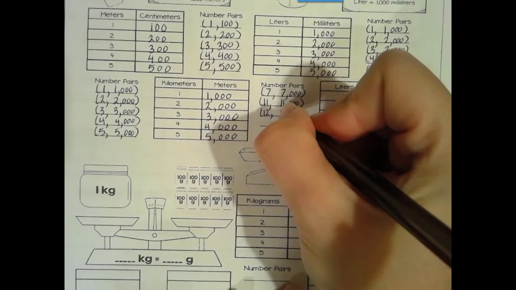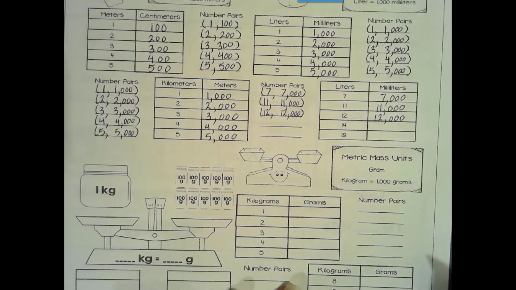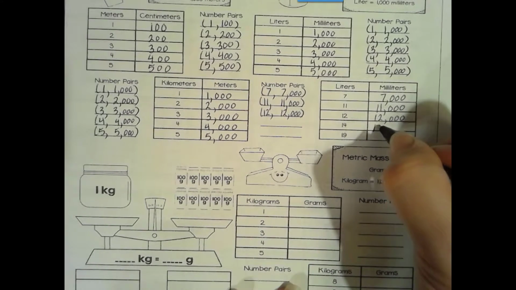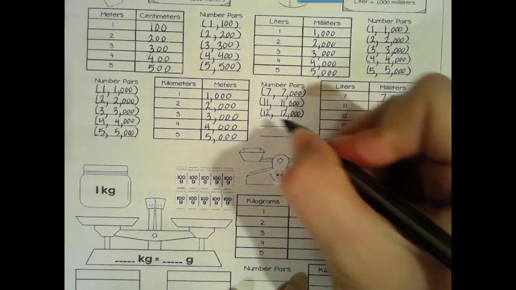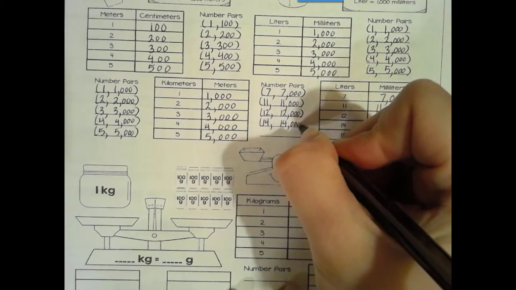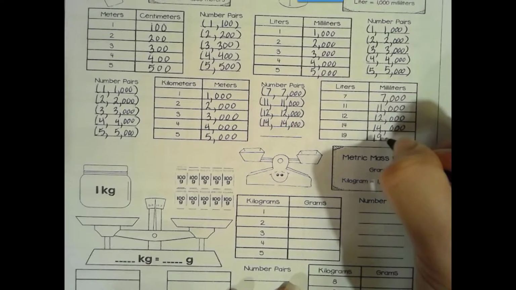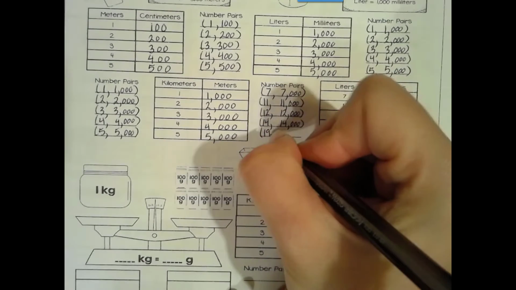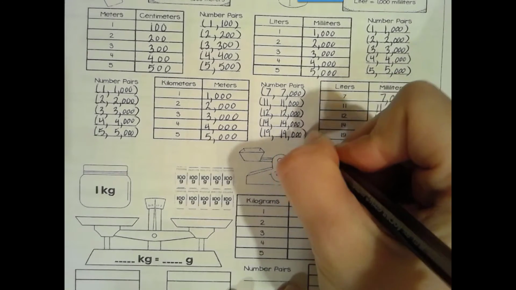For every 12 liters, 12,000 milliliters. 14 liters would be 14 sets of 1,000, so 14,000. For every 14, there's 14,000 milliliters. If I have 19 liters, 19 sets of 1,000 is 19,000. So 19 liters would have 19,000 milliliters.